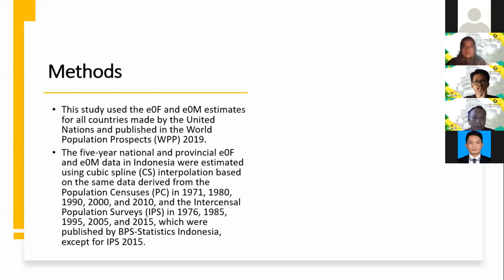Provincial IOF and IOM data in Indonesia were estimated using cubic spline interpolation based on the same data derived from the population census and the intercensal population surveys in different years, which were published by Statistics Indonesia, except for SUPAS 2015. For this year, the IOF and IOM data were obtained by interpolating EMR to IOF and IOM using the West model of the Coale-Demeny mortality table.